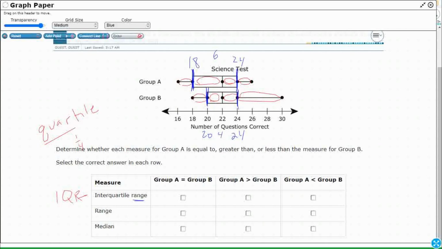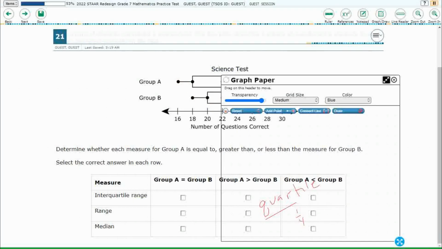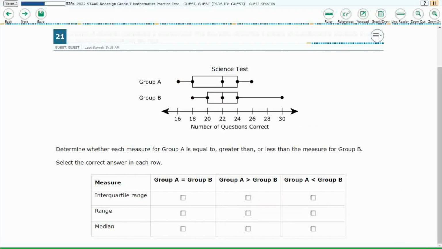So how are we comparing group A and group B? It's definitely not equal. It looks like group A is going to be greater than group B, and even if you didn't do the numbers like this, you can just visually see how much bigger this is, right? Group A has a bigger box than group B, therefore it's got a bigger interquartile range. It really is as simple as that. So let me say group A is greater than group B.